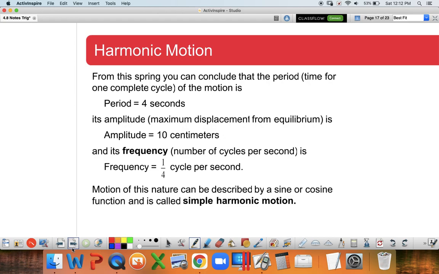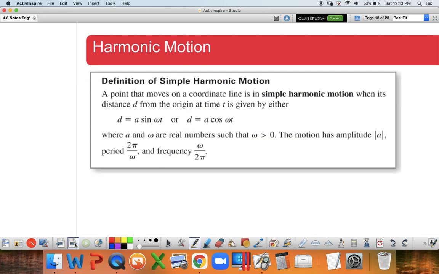So our period, it took 4 seconds to complete that period. Our amplitude, which is the distance between our maximum and our minimum divided by 2, is 10. And we do about 1/4 of a cycle per second. So this is our simple harmonic motion. And we have a formula that we give to this. Notice it looks very similar to the formulas that we've seen before, right? Before we had A sine bx plus c plus d, right? That was our, minus c.